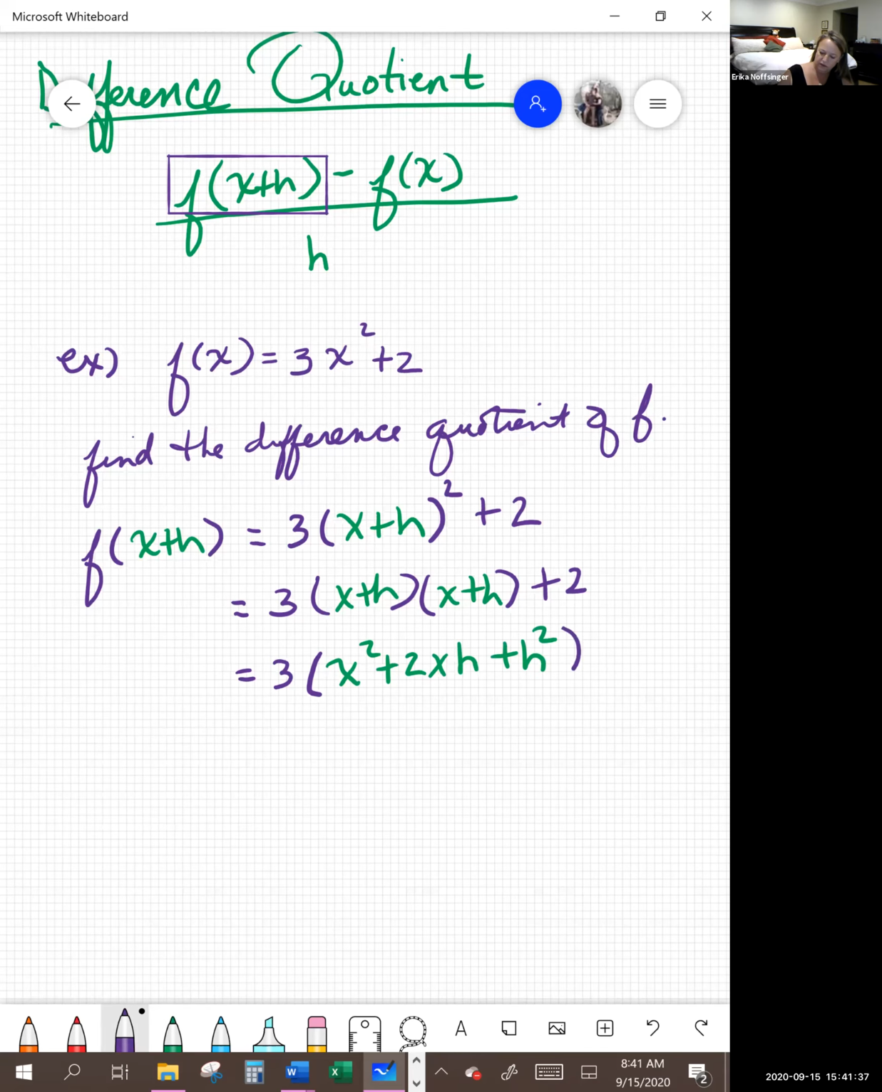Almost there, distribute your 3. So 3 times x squared is 3x squared. 3 times 2xh, that's plus 6xh. 3 times h squared, that's plus 3h squared. And then that plus 2.